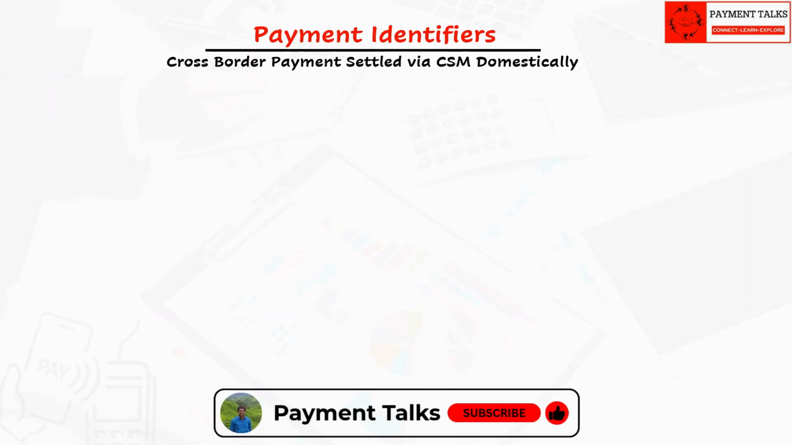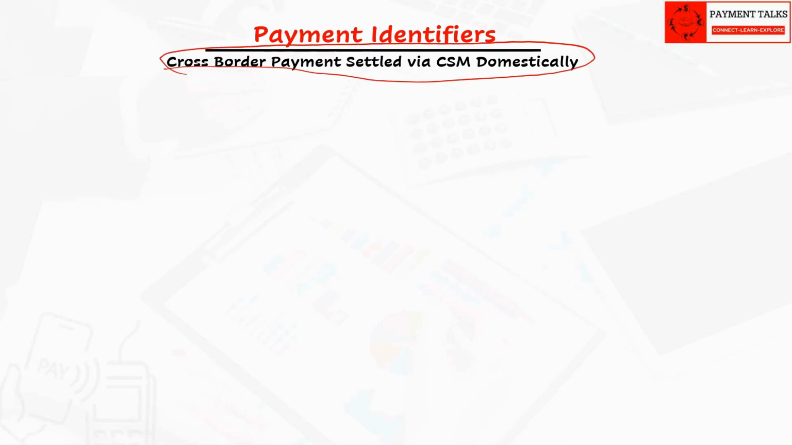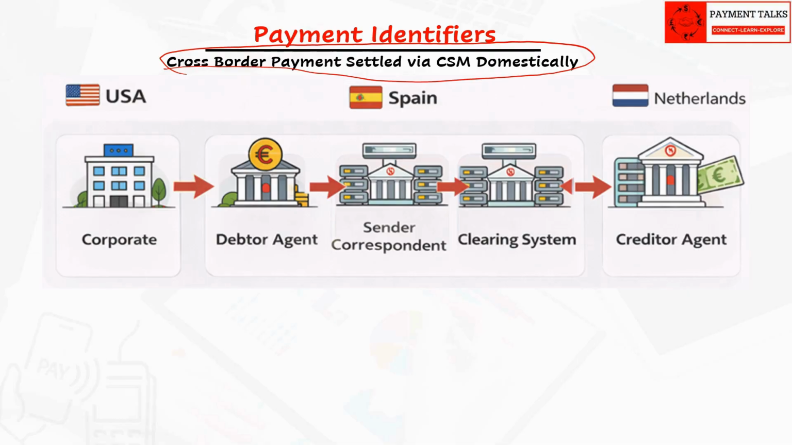The final flow is a mixed flow having cross-border plus domestic clearing. Scenario: a corporate initiates a cross-border payment. The debtor bank sends it to a correspondent bank in the creditor's market. That correspondent then settles to the creditor bank via the local clearing system in that market.